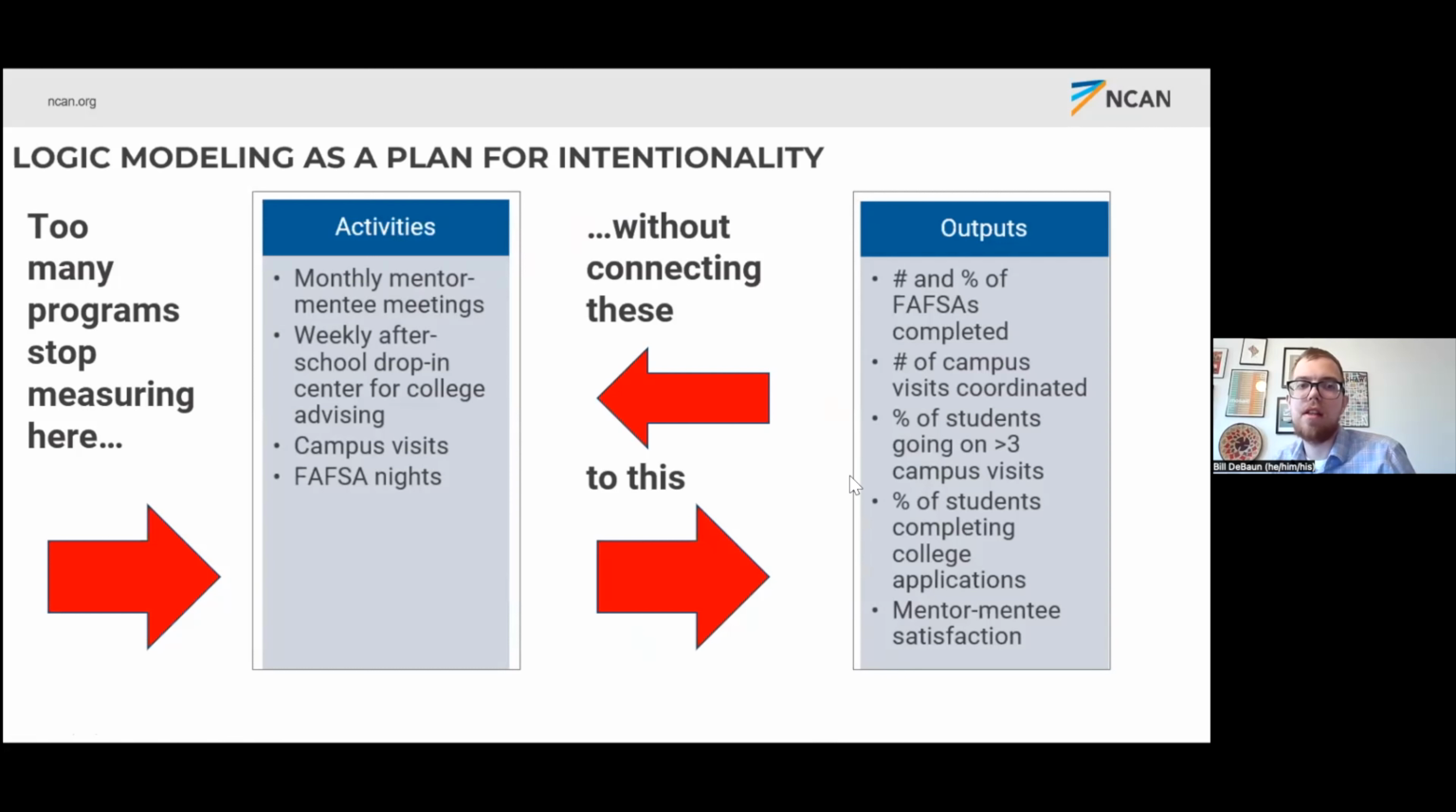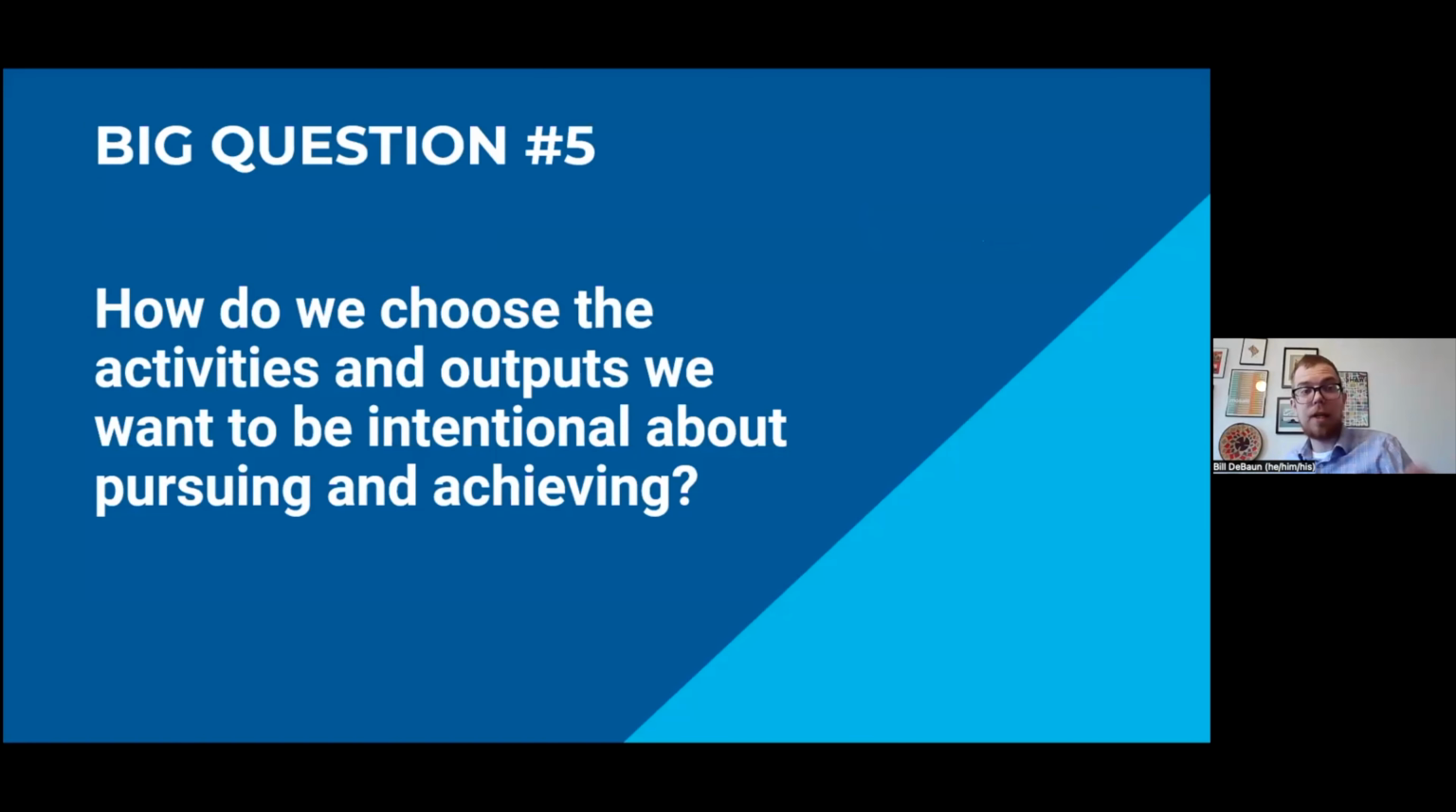Now I think the tricky piece here is, okay, if you're going to come along with me on this journey and say, okay, I buy into outputs being important, the question is, okay, well, which output should I be measuring? Like, where is the juice worth the squeeze on the outputs that I measure and the activities that lead to them, right? This is big question number 5. How do we choose the activities and outputs we want to be intentional about pursuing and achieving?